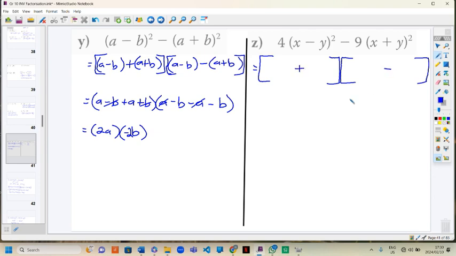Plus and minus, good. Okay, what's the square root of 4? 2. 2. Okay, now attached to that 4 is a bracket. Okay, what's the square root of a bracket squared? A bracket. So attached to the 2 is going to be a bracket. Alright, what goes inside that bracket? Whatever was here. Okay, x minus y, x minus y.